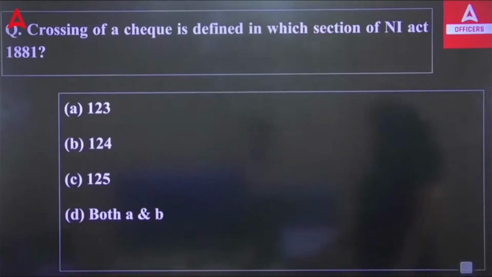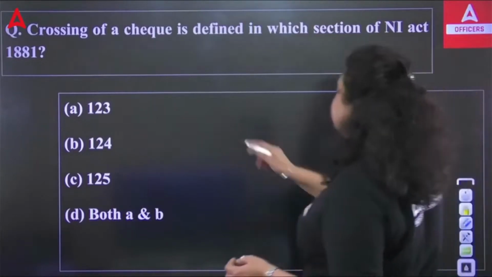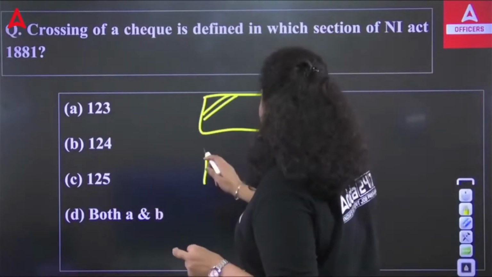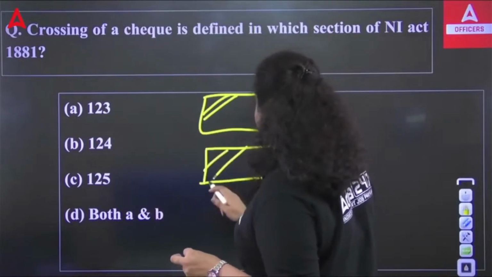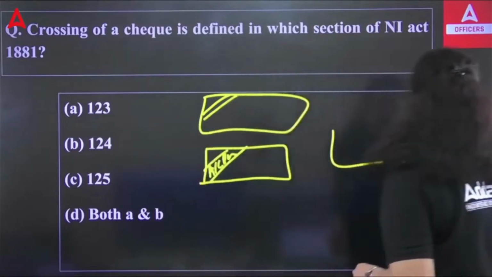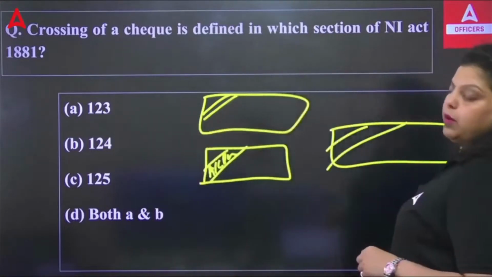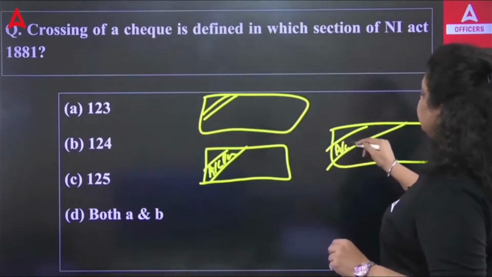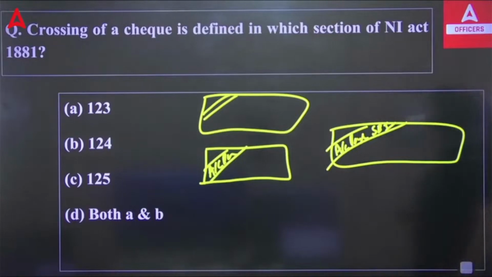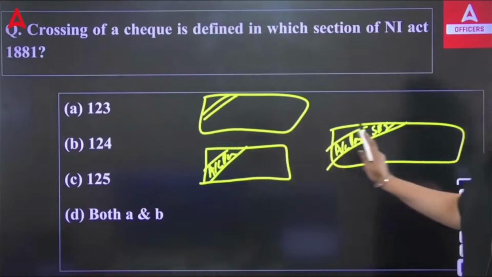If I talk about crossing, there are 3 types of crossing. We have a general crossing, in which you will find, on the check, on the left side top, 2 parallel lines. Then we have account payee crossing, in which between the 2 parallel lines at the top left it will be written account payee. And the third is special crossing, where at the top left of the check 2 parallel lines will be there, and it will be written account payee and the name of a particular bank. These 3 types of crossing will be there: general crossing, account payee crossing, special crossing.